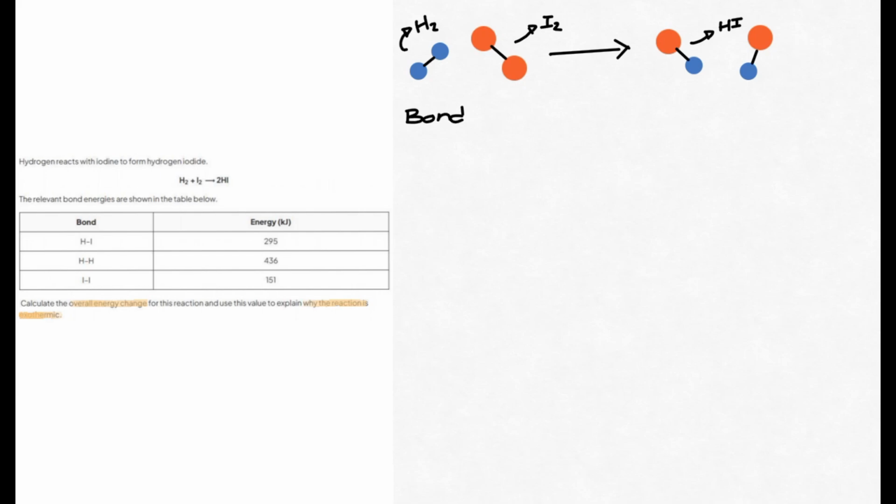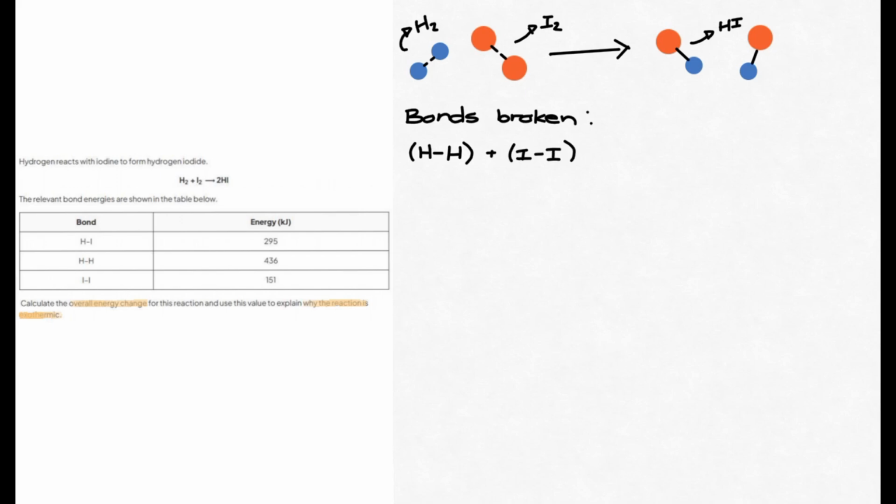So we have two hydrogen atoms bonded together and two iodine atoms bonded together. This will then undergo a reaction to give us a hydrogen atom bonded to an iodine atom and another hydrogen atom bonded to an iodine atom. So here we have our hydrogen, our iodine, and then our hydrogen iodide. So the first thing that we're going to do is look at the bonds being broken. So we know that one hydrogen-hydrogen bond is being broken and one iodine-iodine bond is being broken.